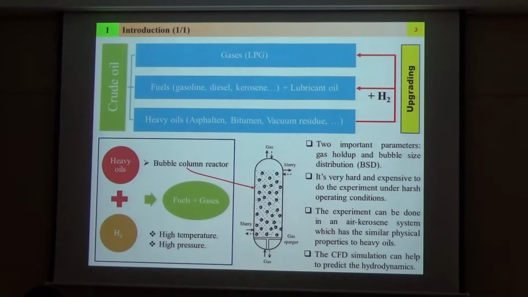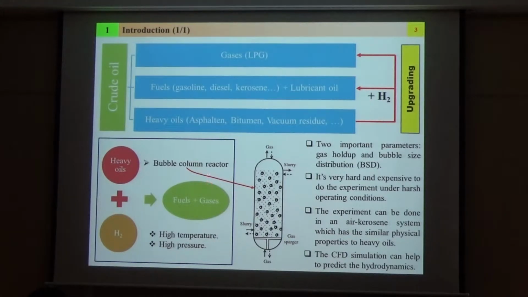As you know, nowadays the development of the petroleum industry provides very important products for other industries, like gasoline, diesel, or kerosene. However, this development also enhances the amount of heavy oils, which have little application. So those products should be converted into other useful products through the hydrocracking process. Due to that, we have many reactors, but the bubble column is a typical reactor.